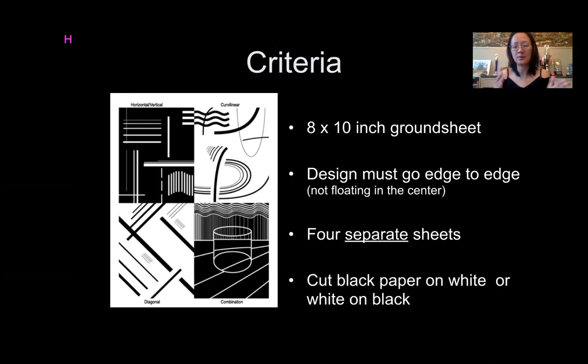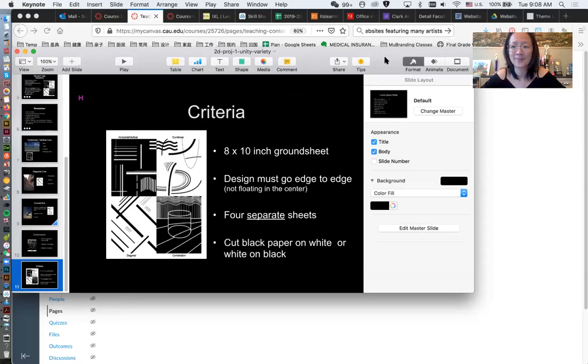The reason is that we don't want the design to be floating in the center, which is a typical way people would do. They would not consider the sides. But designers, we consider the perimeter areas. They are very important, okay? Please use 4 separate sheets, and you can cut black paper on white or white on black. So that's the description of the project.